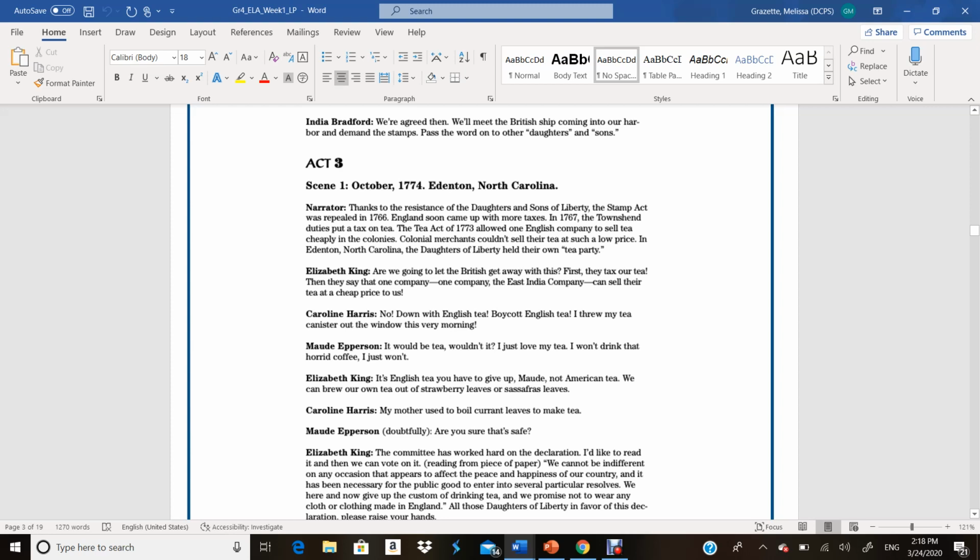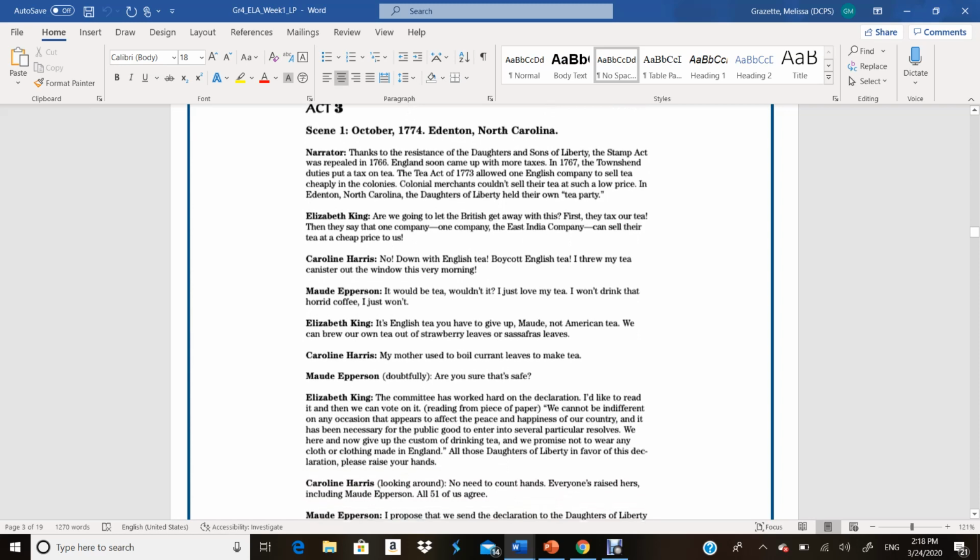Elizabeth King: Are we going to let the British get away with this? First, they tax our tea. Then they say that one company, the East India Company, can sell their tea at a cheap price to us? Caroline Harris: No. Down with English tea. Boycott English tea. I threw my tea canister out the window this very morning.